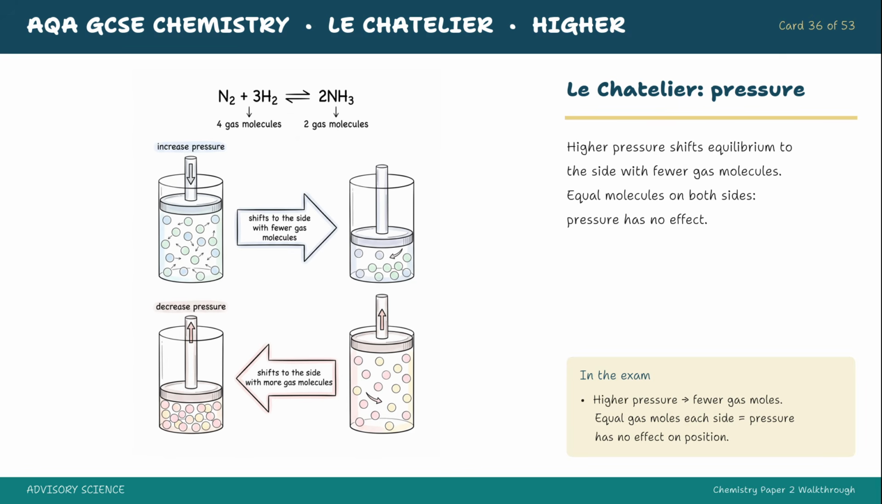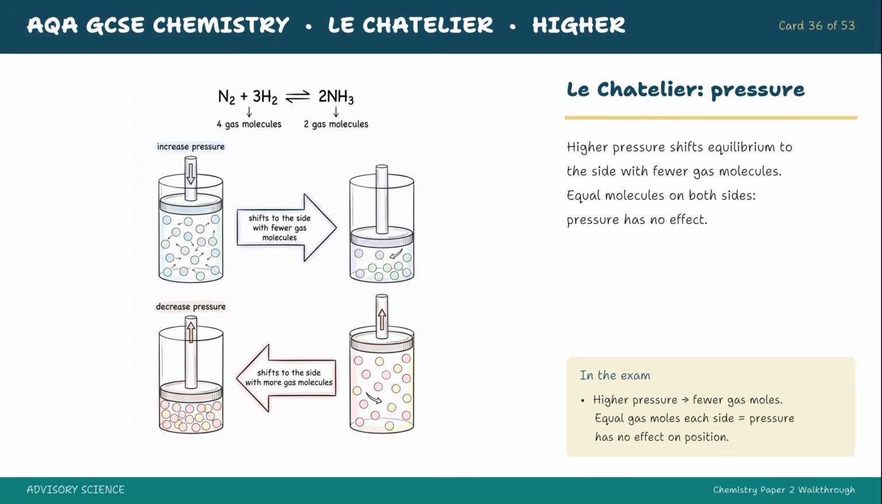Change in pressure. Pressure only affects reactions involving gases, and it depends on the number of gas molecules on each side of the equation. If you increase the pressure, the equilibrium shifts towards the side with the fewer molecules of gas. This is because that reduces the pressure again. If we decrease the pressure, the equilibrium shifts towards the side with the greater number of gas molecules.